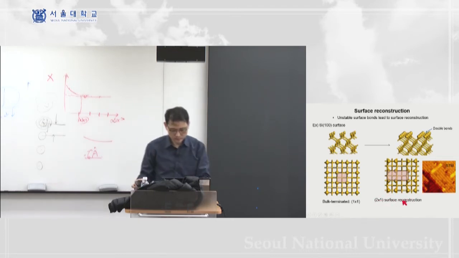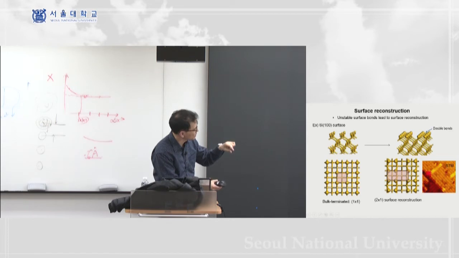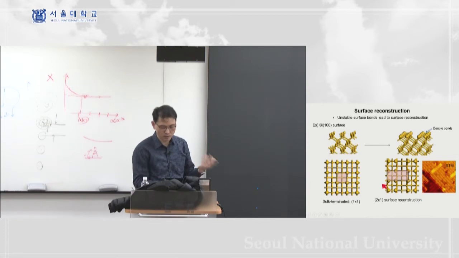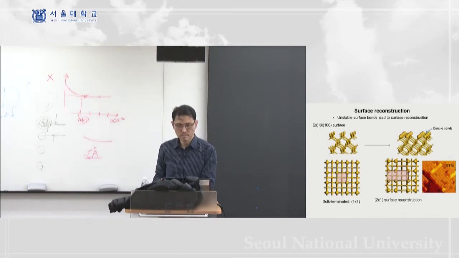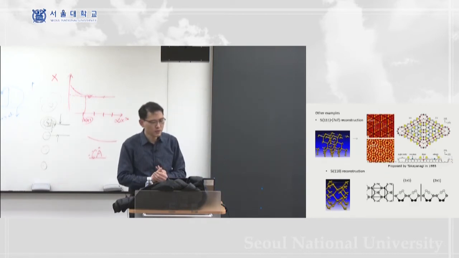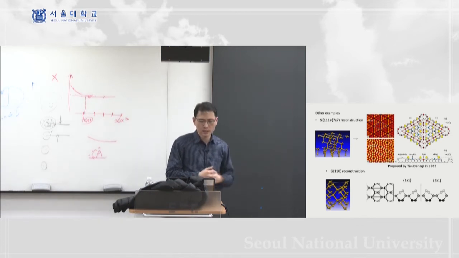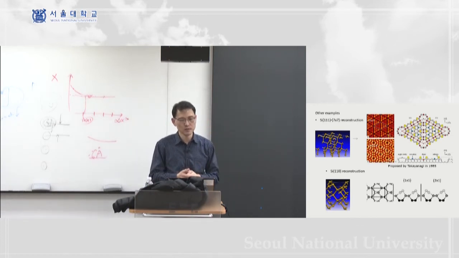And this is what we can observe from the STM, scanning tunneling microscope image. You can see very small dimer structures along a certain direction, and this exactly represents the 2 by 1 surface reconstruction of the silicon surface. And this is not limited to the 100 surface; for any other kind of surface, usually they have some sort of reconstructed structure.